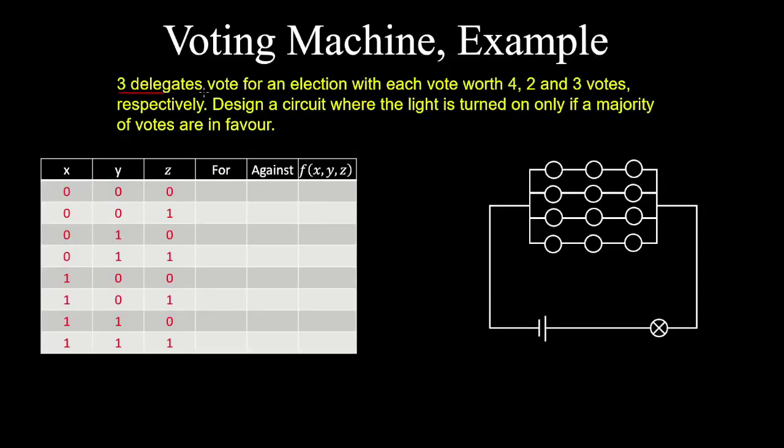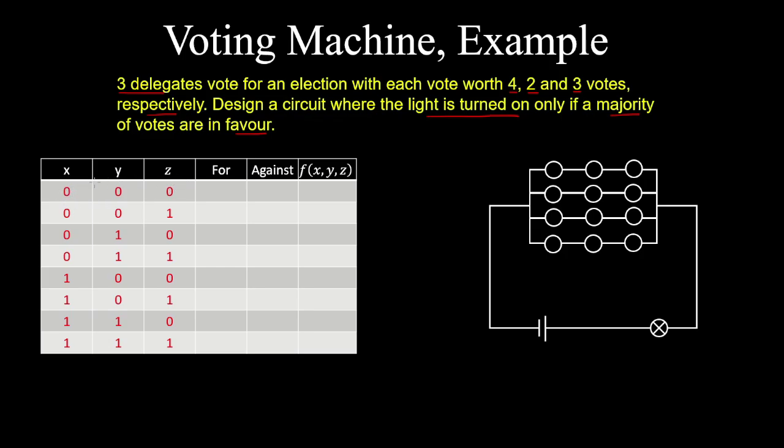3 delegates vote for an election, with each vote worth 4, 2 and 3 respectively. Design a circuit where the light is turned on only if a majority of votes are in favour. So what we have is 3 delegates being represented by X, Y and Z. And using our binary digits, we put all the possible permutations as follows.